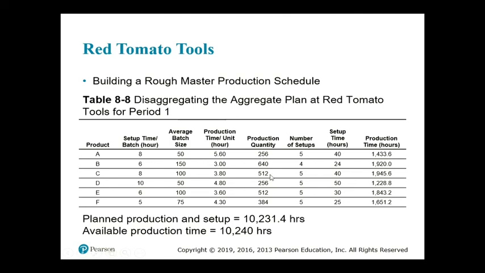It turns out, based on this aggregate plan, the total hours required for production and setup is 10,231.4 hours. And based on this plan, the total capacity is just slightly over. So we have a very high utilization of the total capacity, which can be problematic because the demand may not always be what we expect. So it's always a good idea to leave in some buffer.